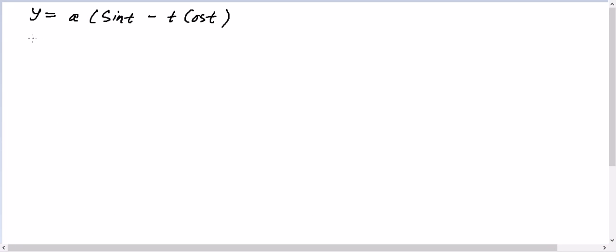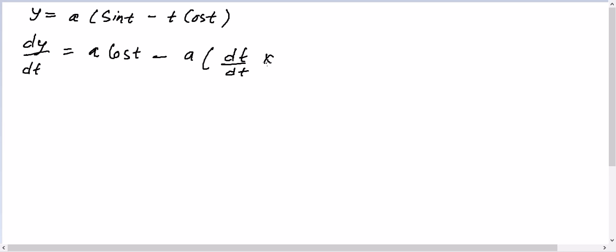So guys, let's continue with finding the derivative of y now with respect to t. So a, derivative of sin is cos t, minus a into, we are using the product rule again, into cos t plus derivative of cos t with respect to t into t.